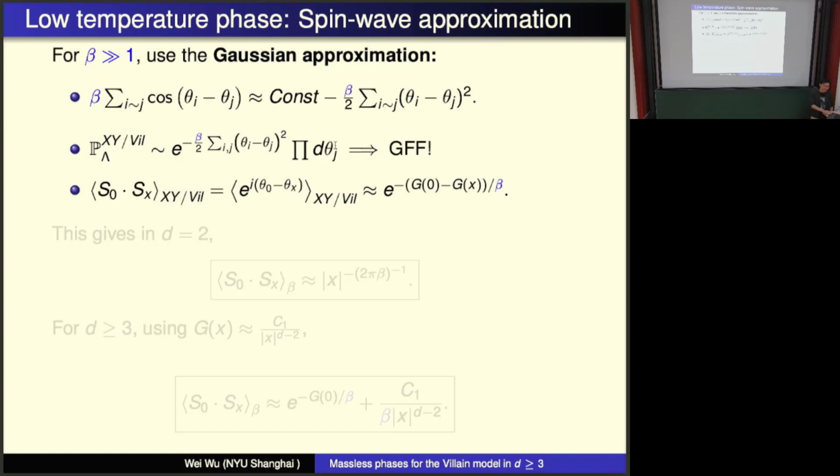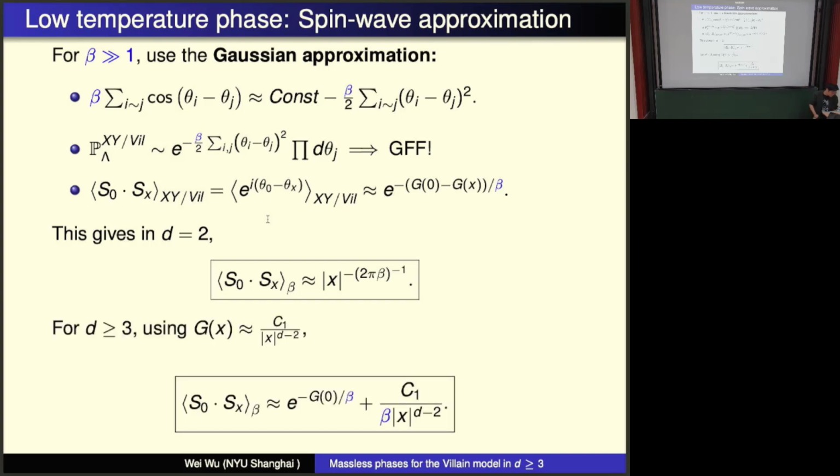So the two-point function, which is e to the i of the inner product, is given by e to the i of (theta 0 minus theta x). Then for the Gaussian, you can compute it in terms of the Green's function. And the Green's function computation gives you that in 2 dimensions there is a logarithmic difference. So what you get is x to the minus some power, 1 over 2 pi beta. And in dimension larger than or equal to 3, the Green's function differs, it's going to be a power law decay. And therefore, you would expect a leading term which is of order 1, and the next term is 1 over x to the d minus 2.